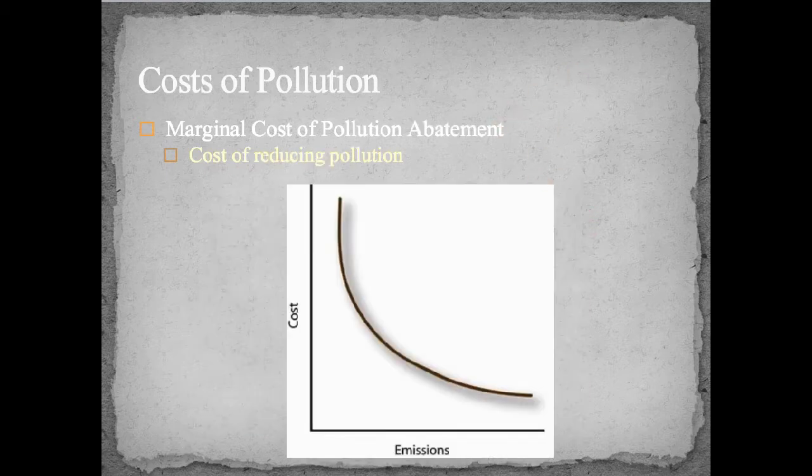Alright, just the opposite of that is the marginal cost of pollution abatement. And this is the cost of reducing pollution. And as you reduce the pollution and you have less and less, it becomes even more and more expensive to try to get those last couple of units of pollution out of the environment. And getting all the pollution out of the environment is nearly impossible, and it just becomes so expensive.